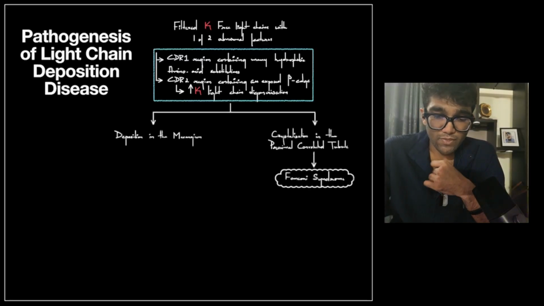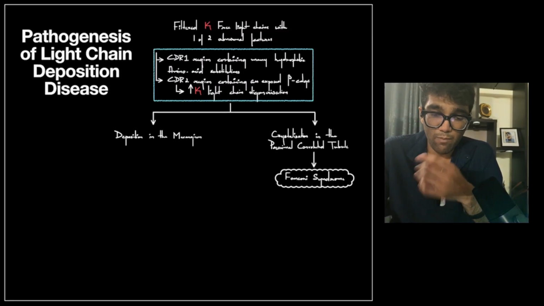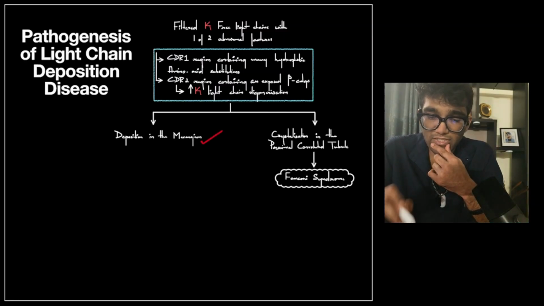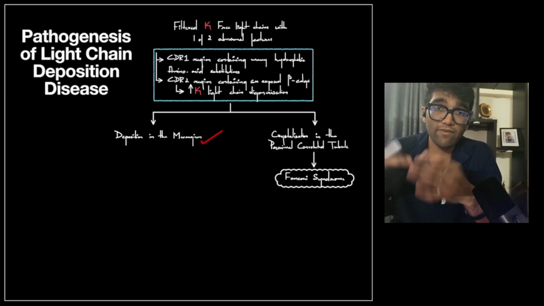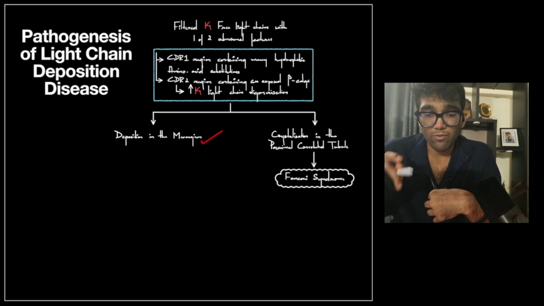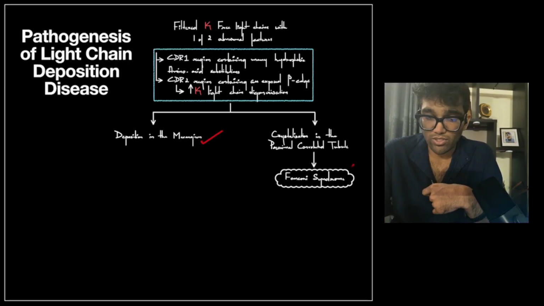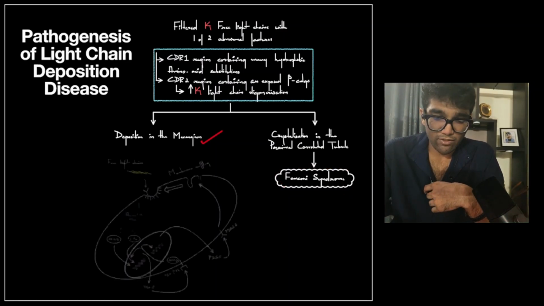Okay. So now under hydrostatic pressures, these kappa light chains can either get deposited in the mesangium, or they can get filtered into the Bowman space, and from there they get reabsorbed like all other proteins at the proximal convoluted tubules. Now, if that happens, the proximal convoluted tubules start to accumulate these abnormal kappa light chains, and that causes damage there, which causes Fanconi syndrome. Okay, which is basically proximal convoluted tubule specific dysfunction, and we'll get to that at a later date.